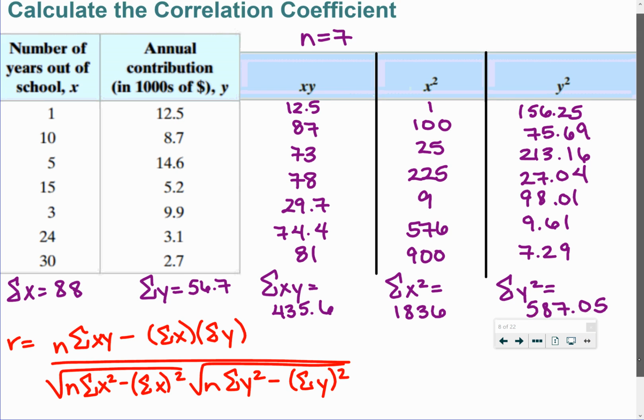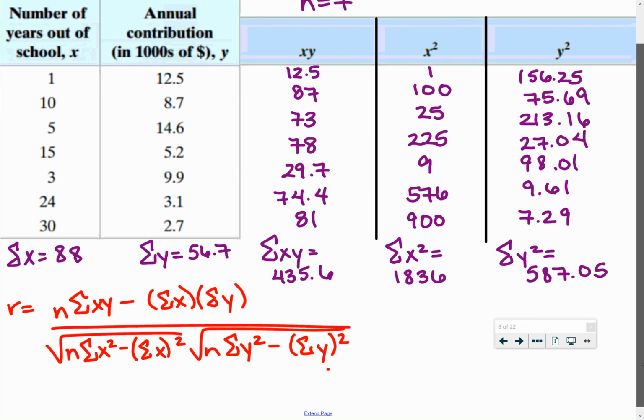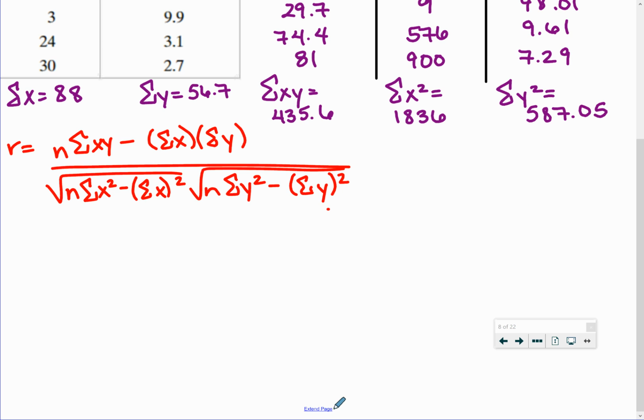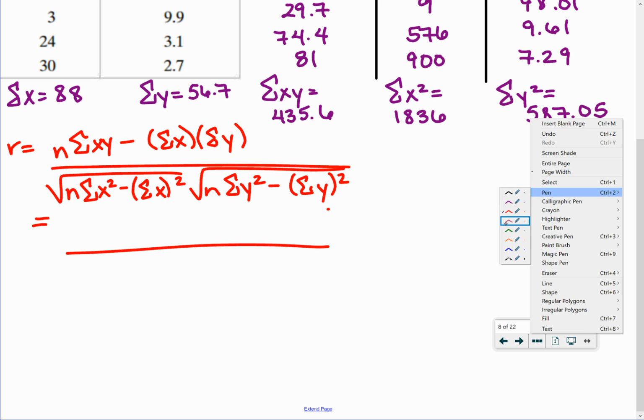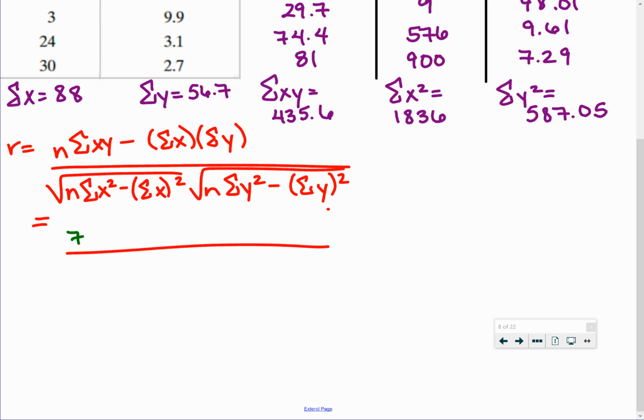I can move this down a little bit. Here we go. All right, so filling it in. Again, n was 7. So that's going to look like 7 times the sum of xy, which was 435.6, minus the sum of my x's, 88, times the sum of my y's, 56.7.